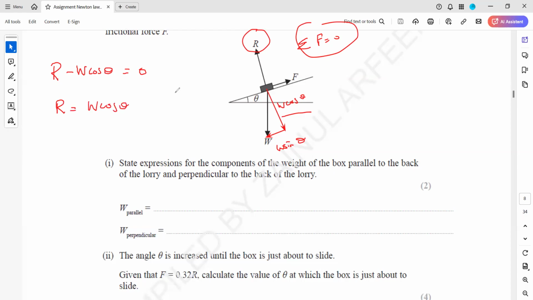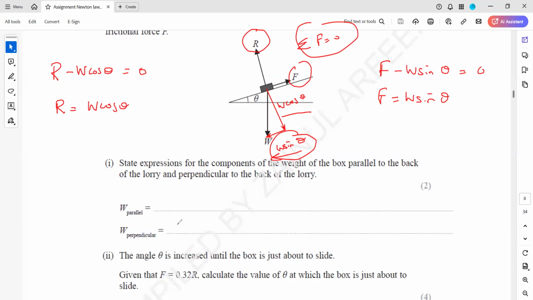That's one equation. What about the second equation? F is opposing the motion and W sine theta is trying to cause a downward acceleration. So I can also say F minus W sine theta equals 0, because it is still about to slide. Or I can say F equals W sine theta. Now we have two equations.